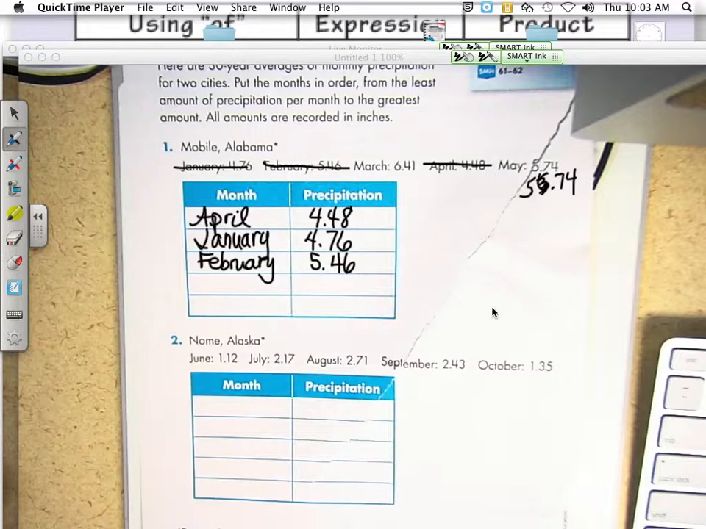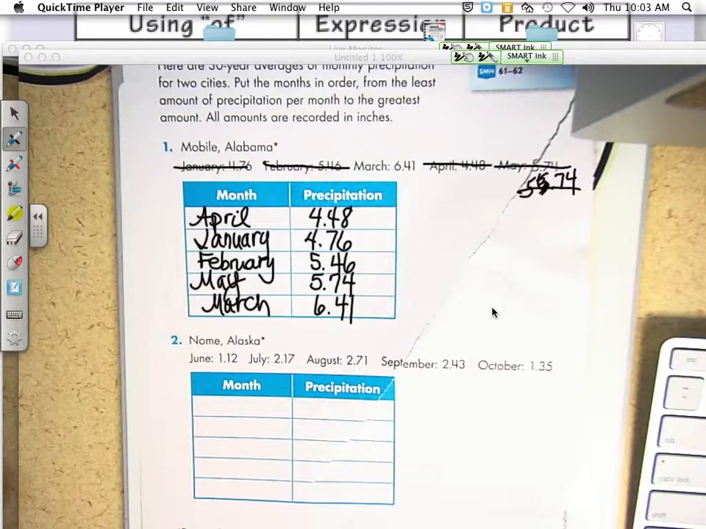May. Okay. And tell me how much rain we got in May. 5 and 74. Good job. And then the last one is March. Who can read the decimal for March? Hunter. 6 and 41. 6 and 41 hundredths. Good job. Everybody get that in order correctly?